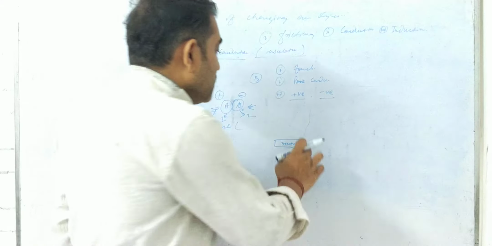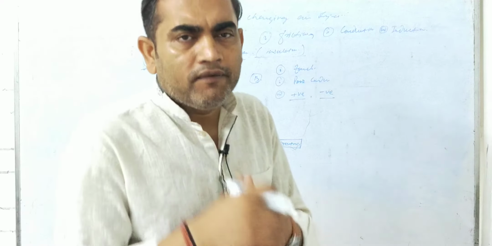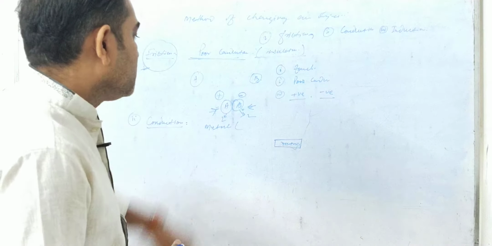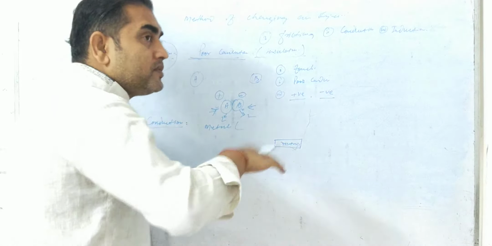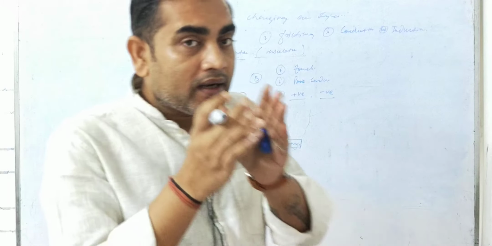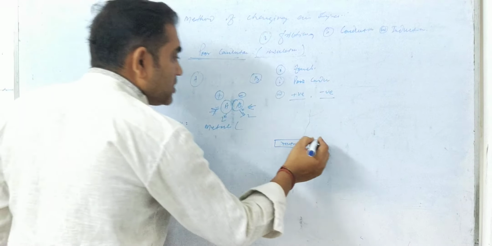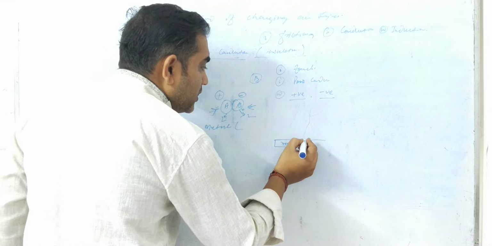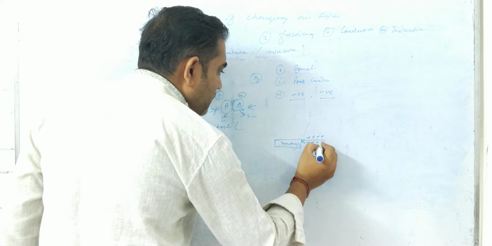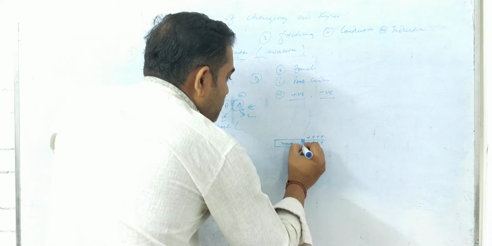And suppose this object is to be charged positively or negatively. Whatever the charge we need, accordingly we will bring a previously charged object, an object that is already charged from earlier, and we will keep it in touch with this object. Suppose this object is positively charged, and it will be kept in touch with this object.